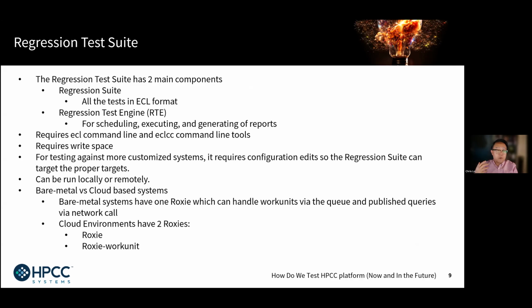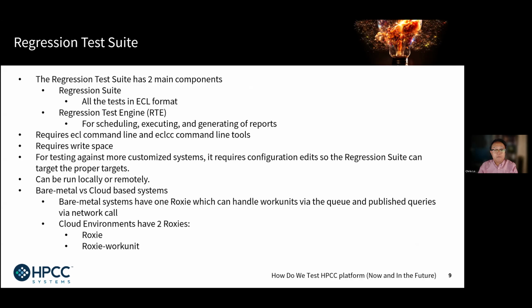And this can either be a remote bare metal cluster or a remote VM, as well as a remote containerized system. And for testing against more customized systems, so if you have multiple Thors, multiple Roxies, and so forth, you have to modify the configuration file so that it matches the environment that you're testing against. And this is kind of less than ideal when you're trying to do easy out-of-the-box testing, right? So that's one of the biggest drawbacks of testing against containerized.